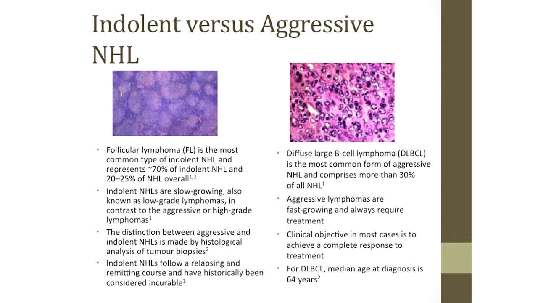We don't see those follicles. It's actually a diffuse infiltrate of these cells. These also account for about 25 or 30% of the different types of lymphomas that we see. These are the two most common lymphomas that we see in the clinic. These are fast growing. We try to treat these as quickly as we can.